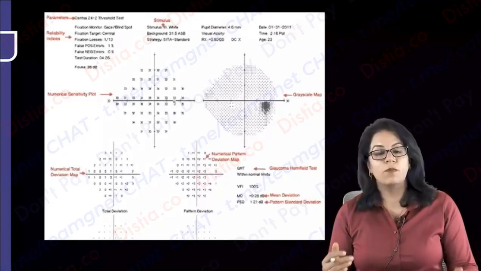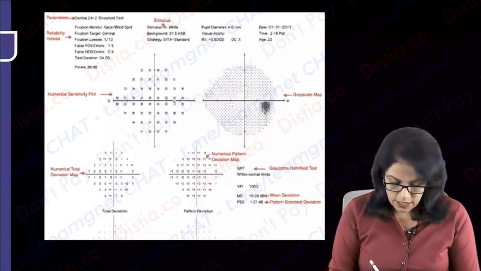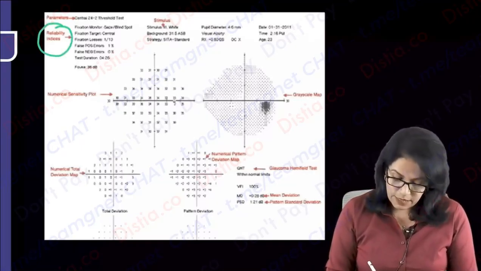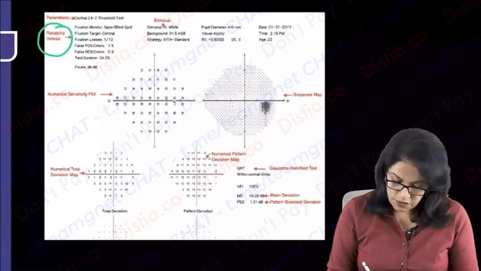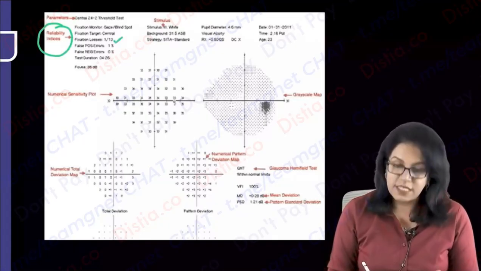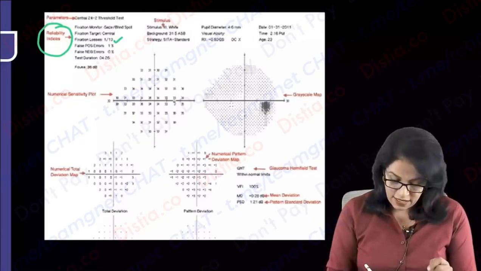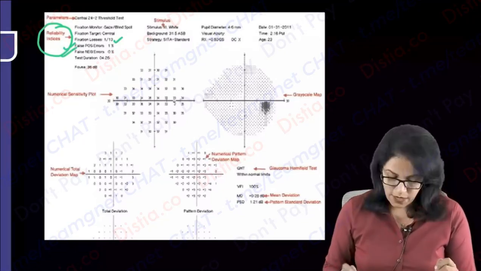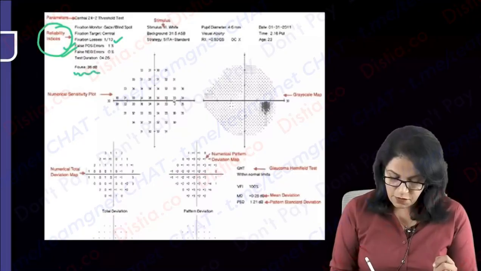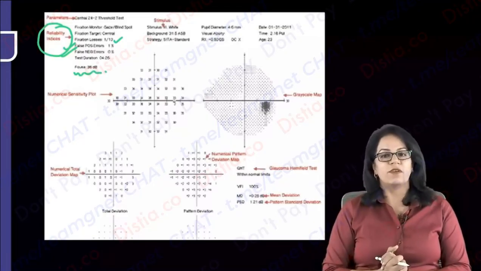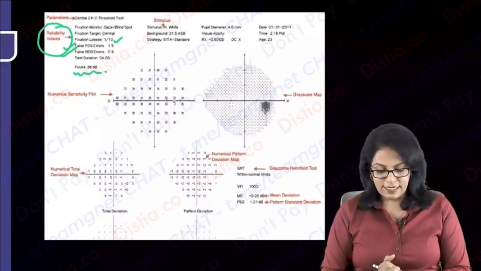Then we have to see the false positive and false negative. Can you see, this is what is called reliability indices. In reliability indices, we see what the fixation losses were, how many times the patient has removed his eye from the center, then what the false positive and false negative are, what the test duration was, okay, and this is the decibels of your fovea which has been noted. Okay, this much decibels the fovea is, we can note it, right, as in this case.